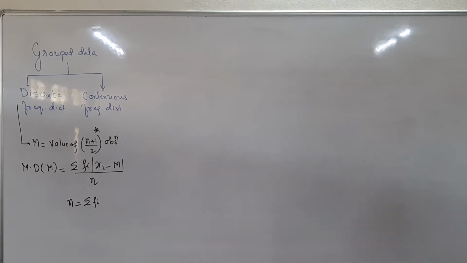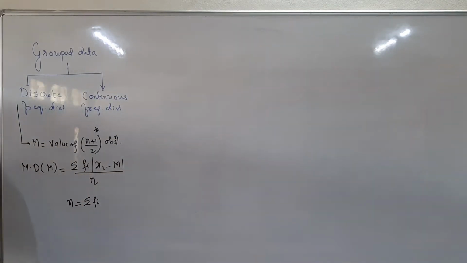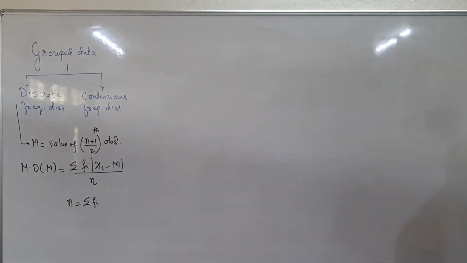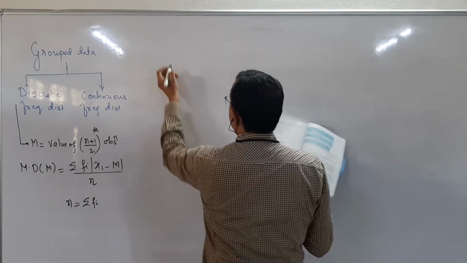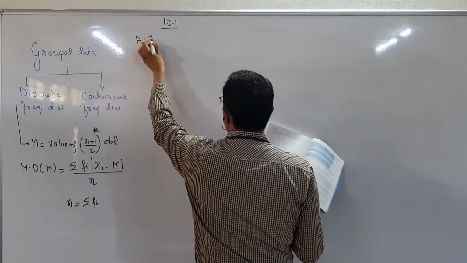And do remember that median is called a positional average. So whenever we have to find median, students, the observations must be arranged in ascending order. So in the 7th, let us check exercise 15.1, question 7.